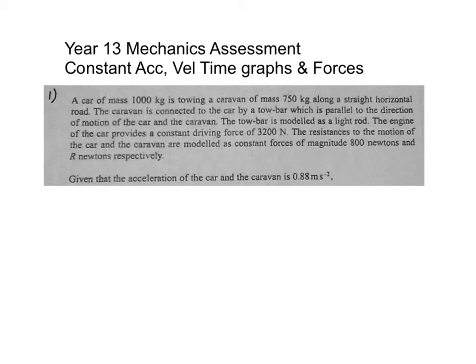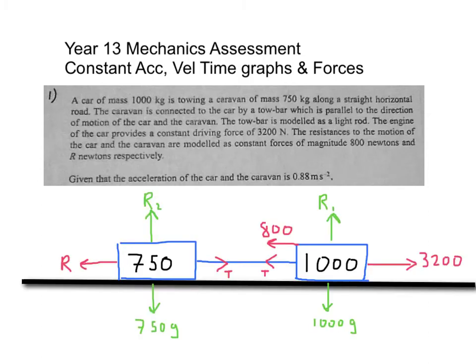First, draw a good clear diagram. The car has a mass of 1000 kilograms, the caravan 750. The forward force of the engine is 3200 newtons. We have a resistance of 800 newtons.